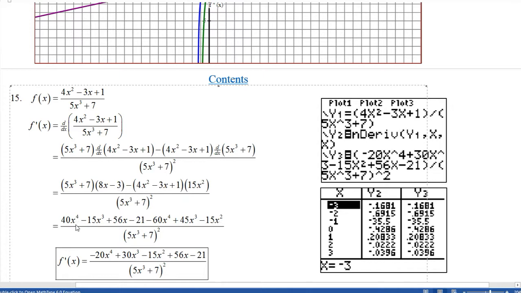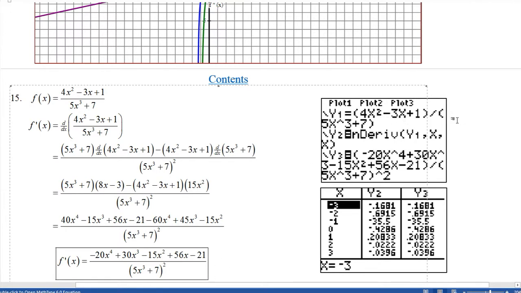Now combine like terms, putting them in decreasing order. 40x to the fourth minus 60x to the fourth is negative 20x to the fourth. Negative 15x cubed plus 45x cubed is 30x cubed. Here's an x squared term, negative 15x squared. Here's an x term, 56x. And there's the constant term, negative 21. So there we have our formula for our derivative. Normally we'd like to try to factor this numerator if possible, but there we have it. There's the formula for the derivative.